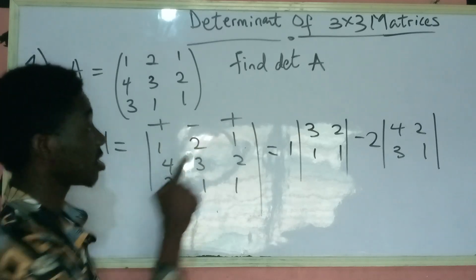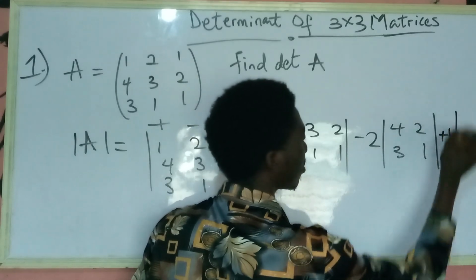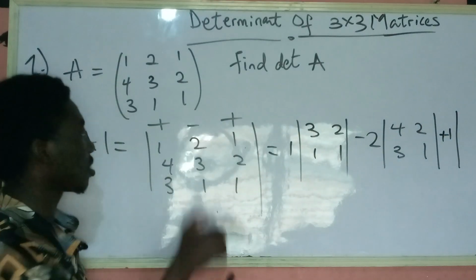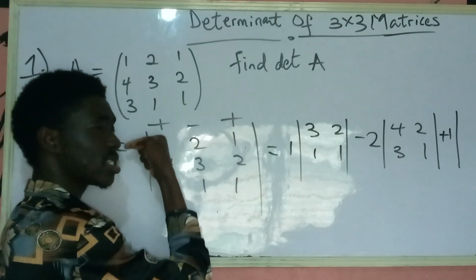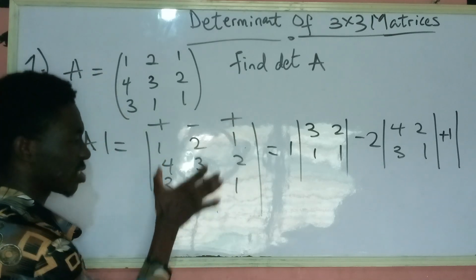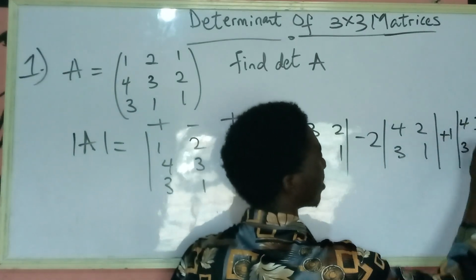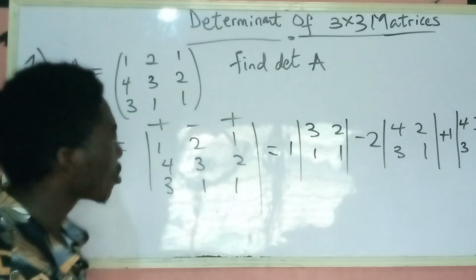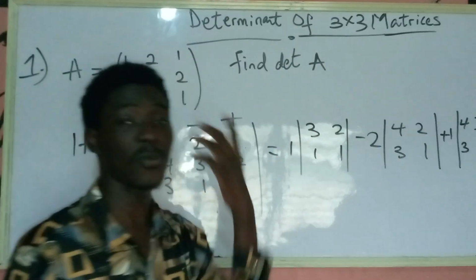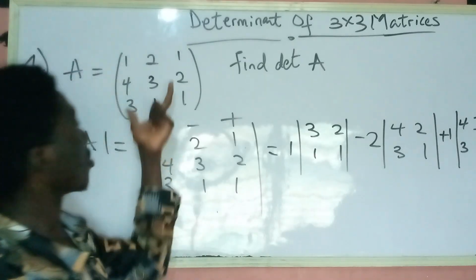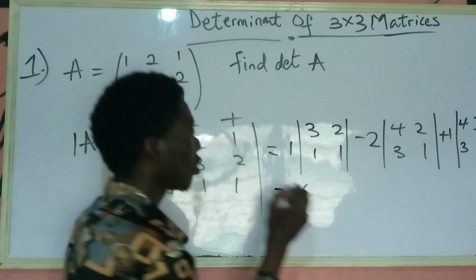The next is plus 1. So I'll write it here, plus 1. Plus 1 occupies this column and this row. That means I'm left with 4 3 and 3 and 1. Good. Since I'm left with this, it is now easier for us to look for the determinant of the big 3 by 3 matrix. And we know how to do this.